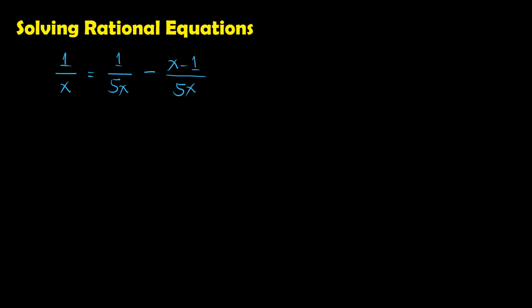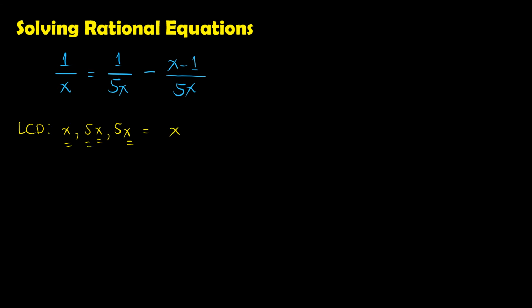For our first example, we have 1 over x equals 1 over 5x minus x minus 1 over 5x. So, sa first step, we have to solve for our LCD. Kung mapapansin, ang denominators natin ay x, 5x, at 5x. So, when we're taking the LCD, pare-parehong x naman yung variable. So, you only take that variable once.